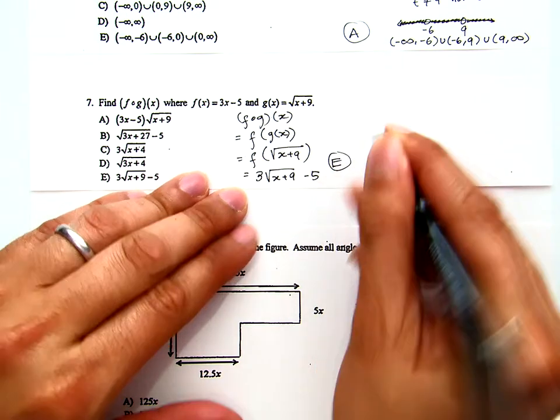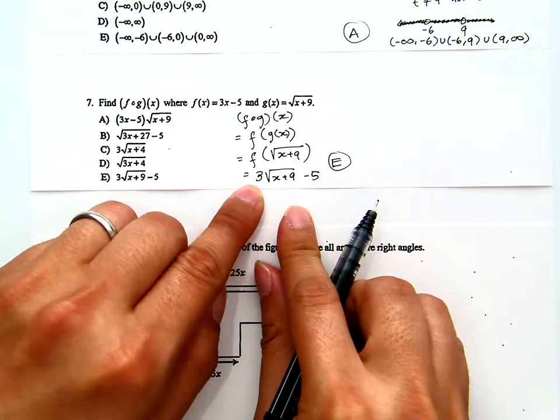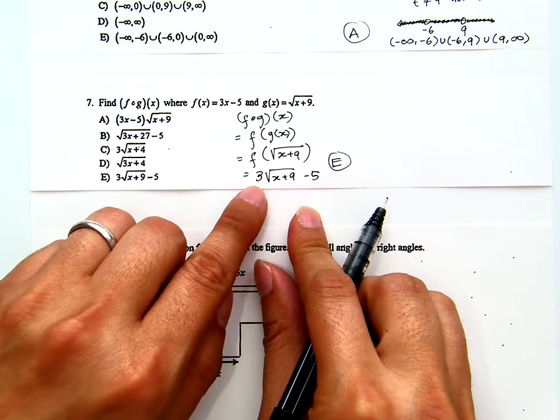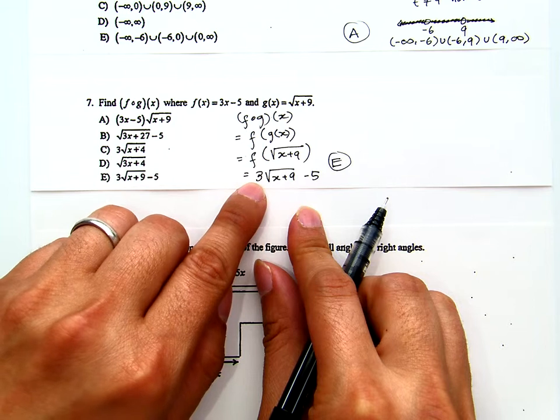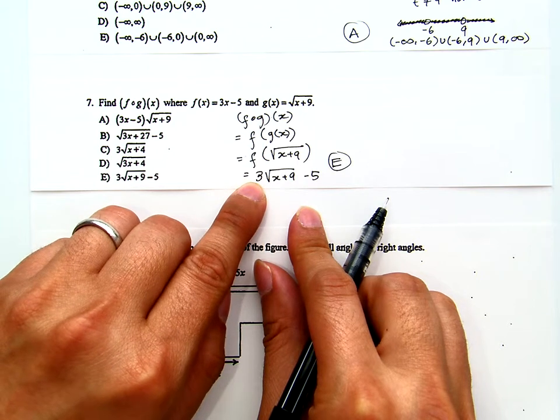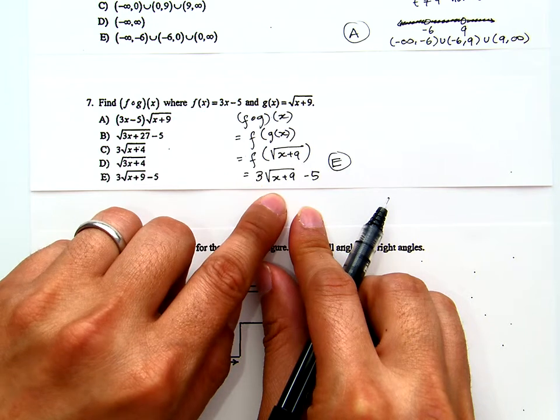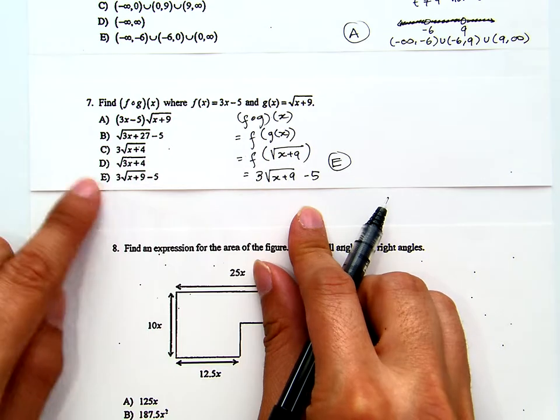Now notice that we cannot distribute the 3 into the radical. You cannot do that. If you really want to do that, then you should write this as the square root of 9, which then you bring in. Okay, but right now we have that answer.